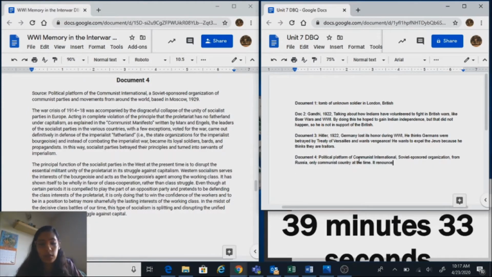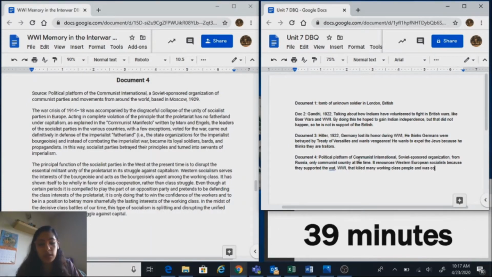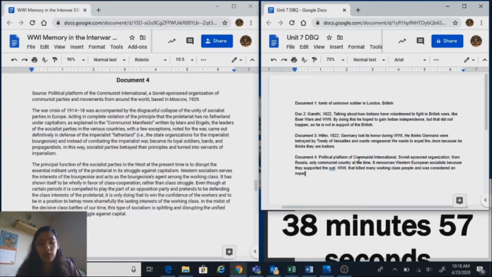So they are basically calling the Western European communist parties that are not tied to the Soviet Union disgraceful and disloyal to communism, because they supported World War I, which was an imperialist war. Remember, that was one of the causes of World War I. If we remember World War I, most of the people that were fighting were not rich, like fat cat capitalists. They were regular working class folks that would most likely benefit under communism.